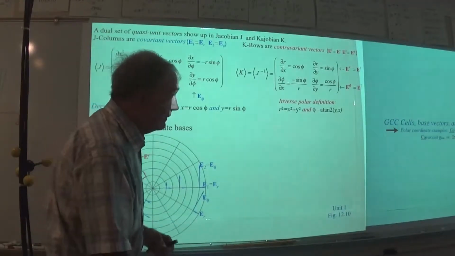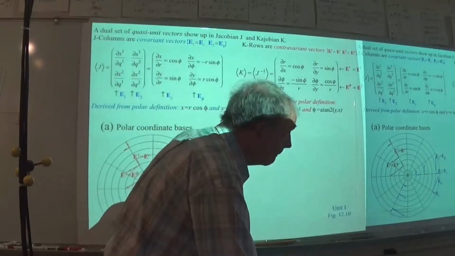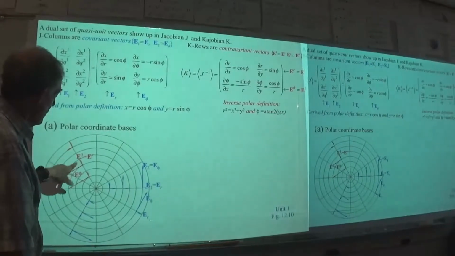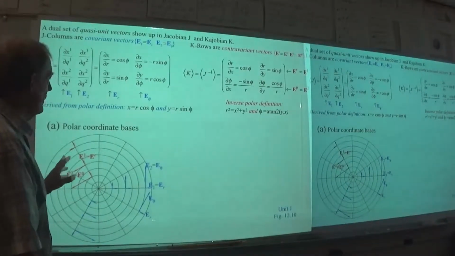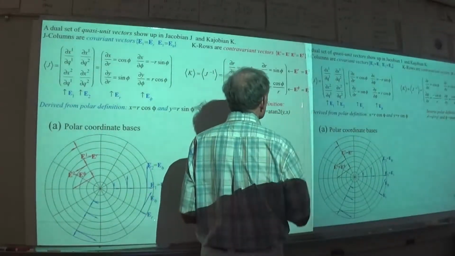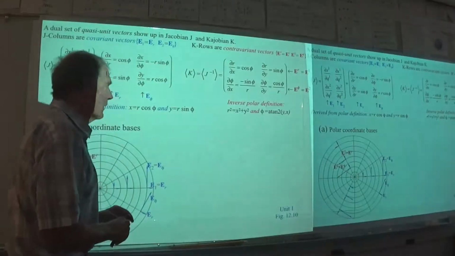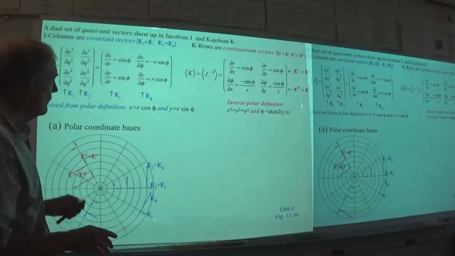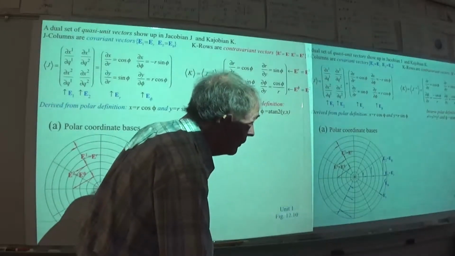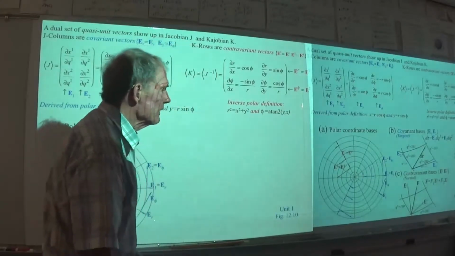Now the contravariants, the others, they turn out to be gradients. That's these guys right here. They turn out to be gradients of a particular coordinate line equal constant. So that's what I need to show in clearer ways. And this is the clearest way I can think of right now, just doing a sketch.